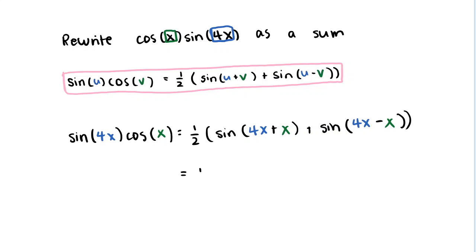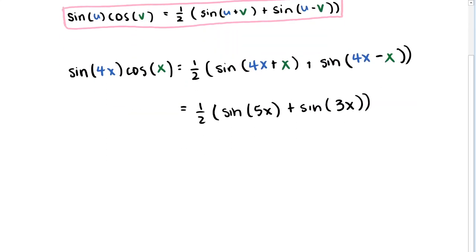And so here we can rewrite this as 1/2. This is sine of 4x plus x, that's 5x. And then sine of 4x minus x, well, that's 3x, sine of 3x. And another thing we can do is distribute that 1/2 multiplication. This comes out as 1/2 sine of 5x plus 1/2 sine of 3x.